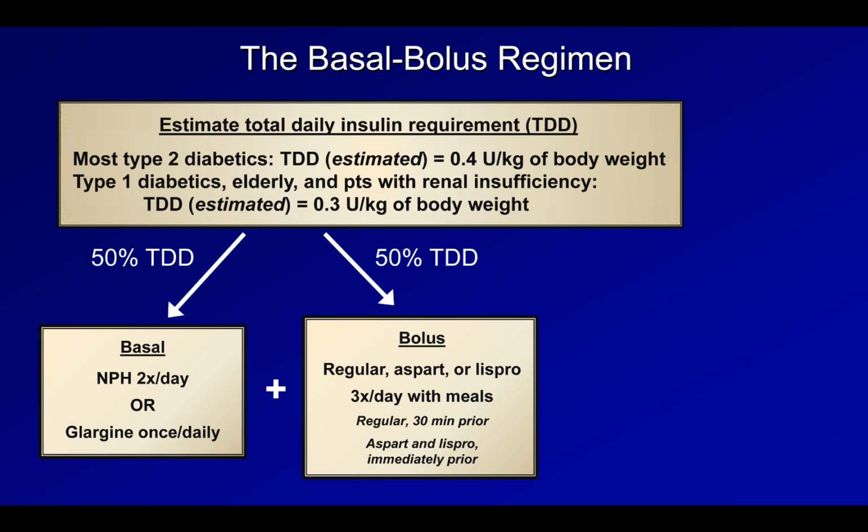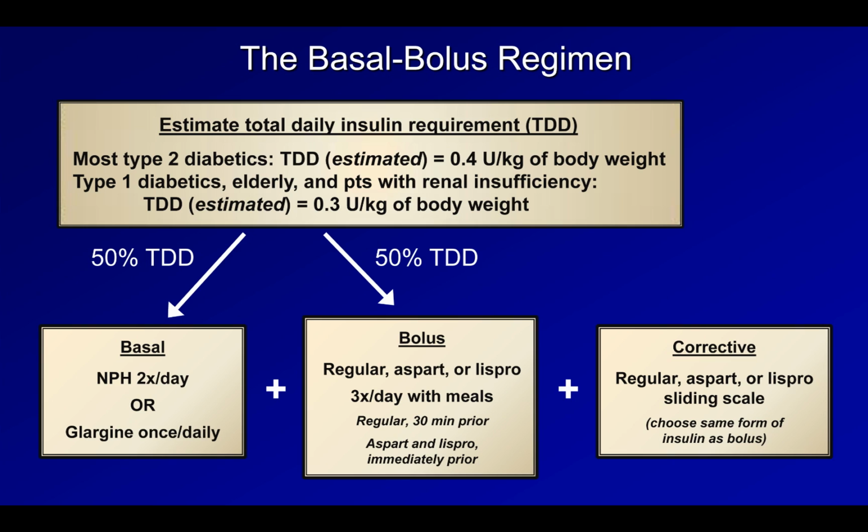Finally, although not part of the total daily dose distribution, patients should also be placed on a corrective sliding scale using the same form of insulin as used in the bolus dosing. Given the concern over in-hospital hypoglycemia, whenever rounding a dose of insulin, one should always round downwards.